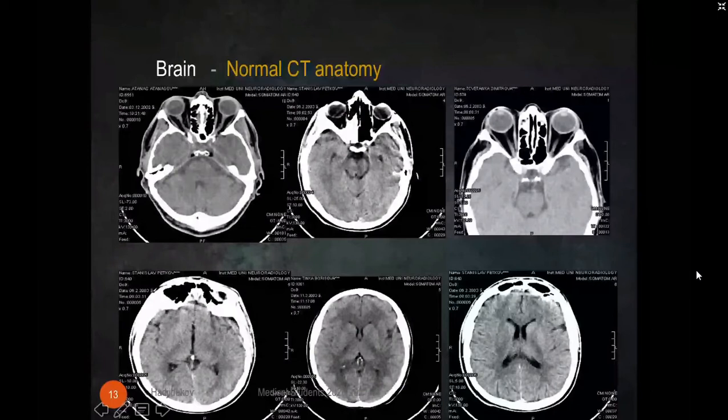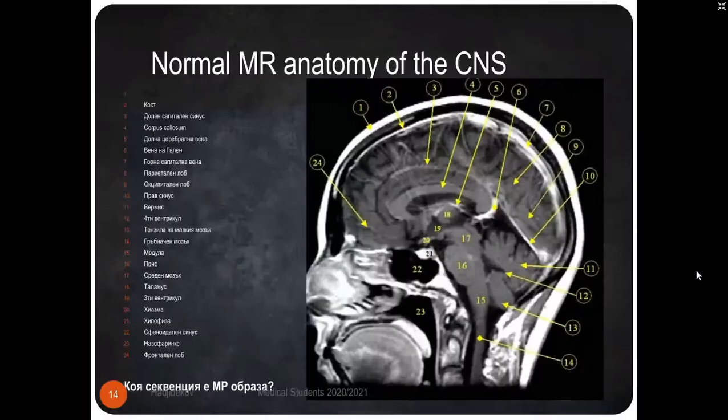On the left side, the calcification in the third ventricle is a quite normal finding in patients after the age of 30 or 40 years old.